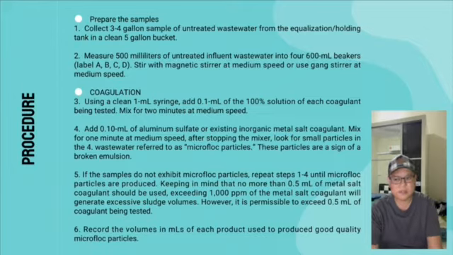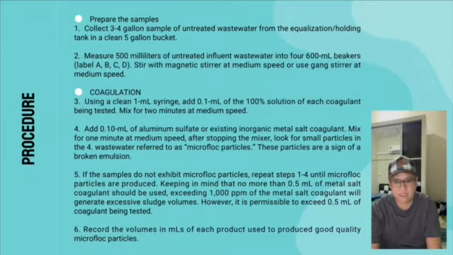After stopping the mixer, look for small particles in the wastewater referred to as microfloc particles. These particles are a sign of a broken emulsion. Step 5. If the sample does not exhibit microfloc particles, repeat steps 1 to 4 until microfloc particles are produced, keeping in mind that no more than 0.5 ml of metal salt coagulant should be used. Exceeding 1000 ppm of the metal salt coagulant will generate excessive sludge volumes. However, it is permissible to exceed 0.5 ml of the coagulant being tested.